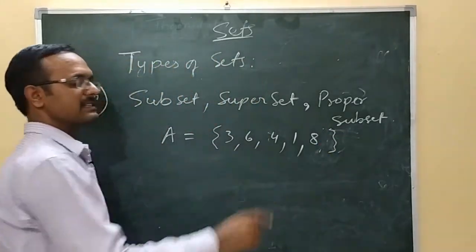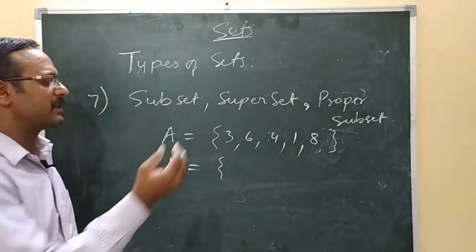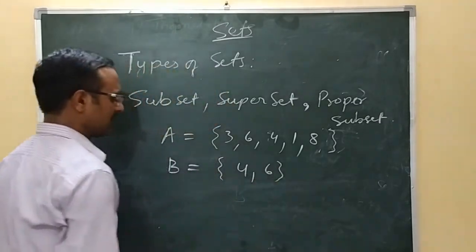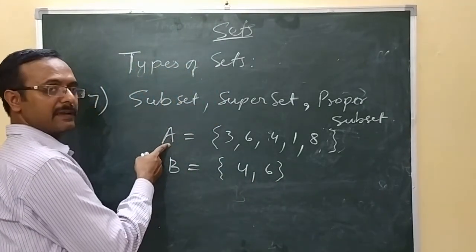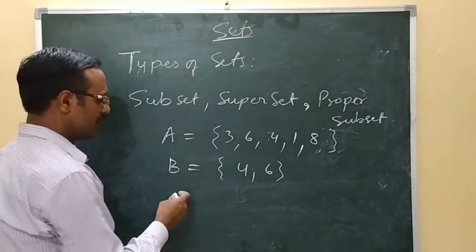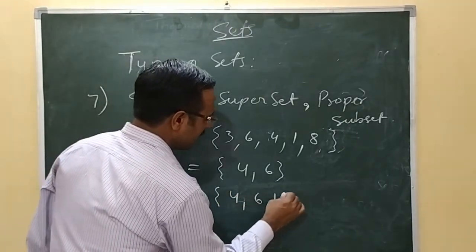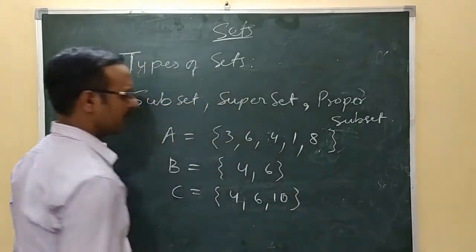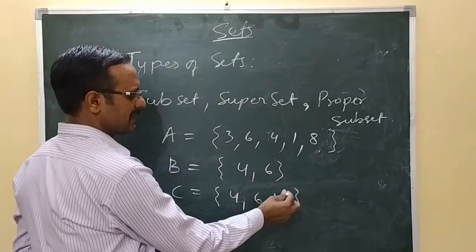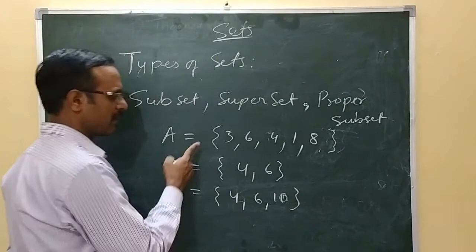So suppose A is a set and we have one more set which contains some of the elements of A. Suppose I take B = {4, 6}. Then you can say that B is a subset of A because this set is formed by taking elements of A. But if there is a set C like this, {4, 6, 10}, then you can see that 2 elements are from set A, but one element is different which is not present in set A. So this will not be a subset of A.